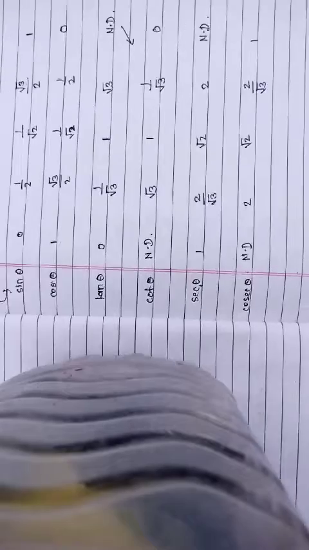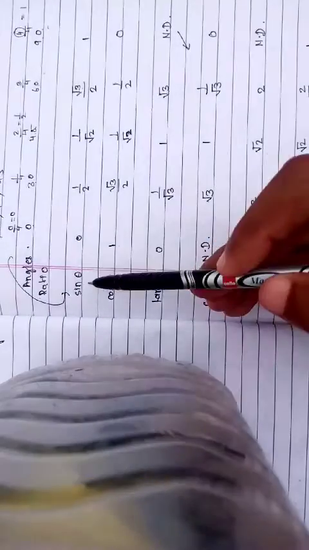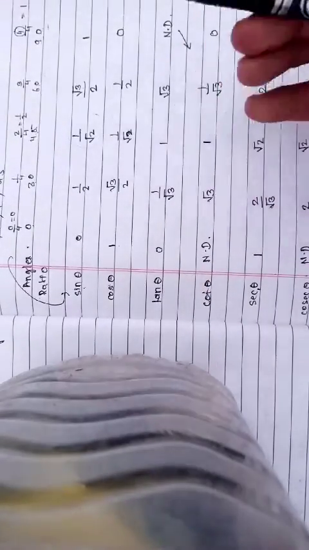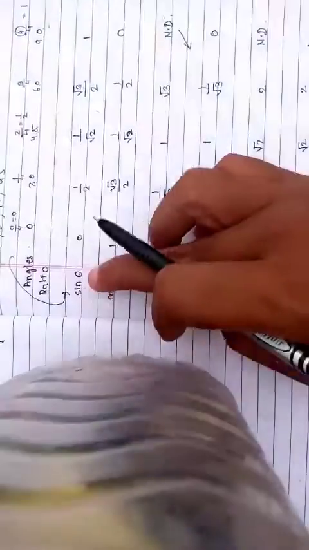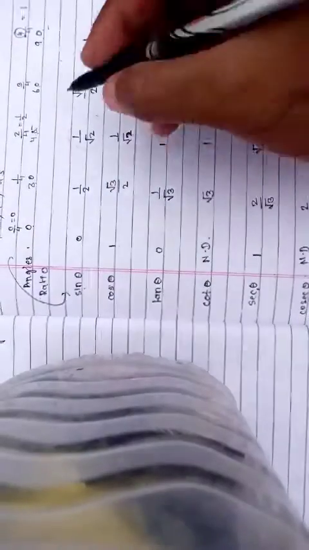Now suppose I want to identify sine 45. This is my sine row and this is the 45 degree column, so my value will be 1 upon root 2. So in the calculation part, I will substitute 1 upon root 2 in place of sine 45.